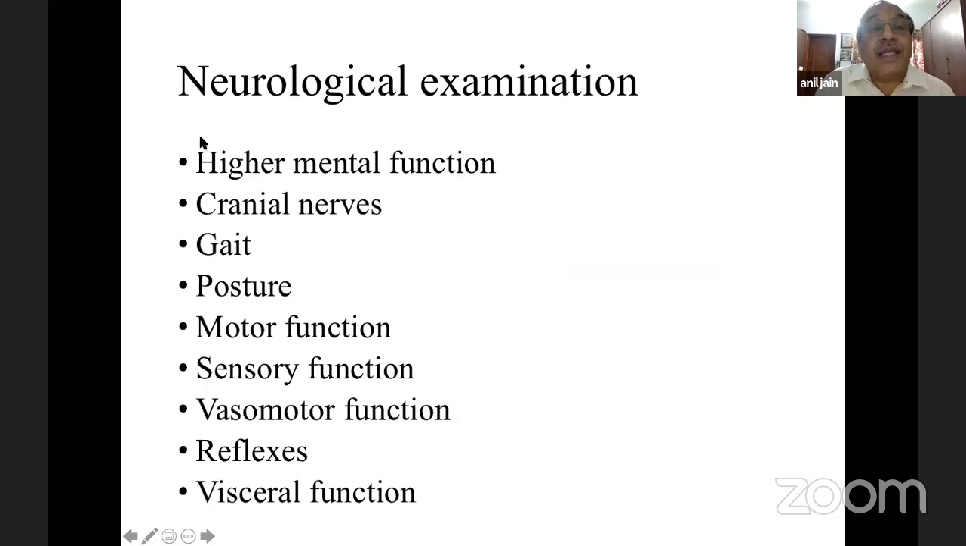Now, the neurological examination again has to be done in an order. The first two are to rule out intracranial involvement or higher mental function, then cranial nerve involvement, and the rest of the things we do. So this examination has to be done in this order, because we have to exclude even the higher mental function or cranial involvement as well.